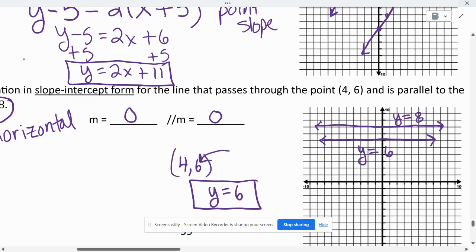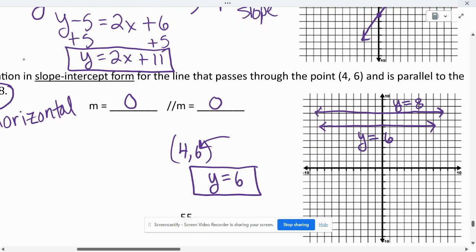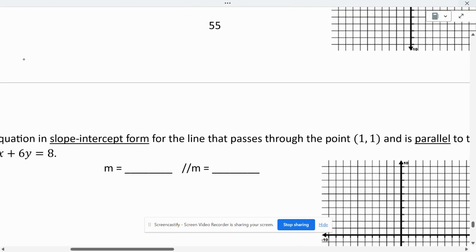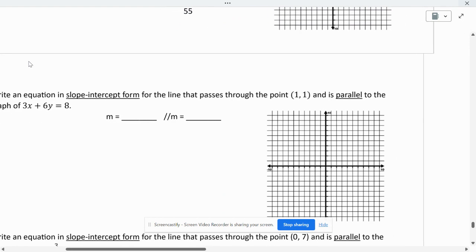Okay, flip flop. What page? Next page. We should be on 57 or 56 now.